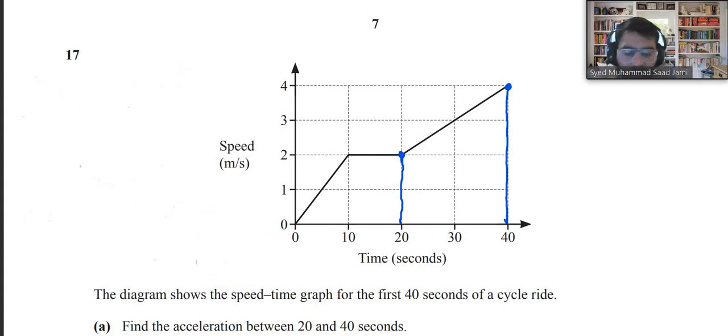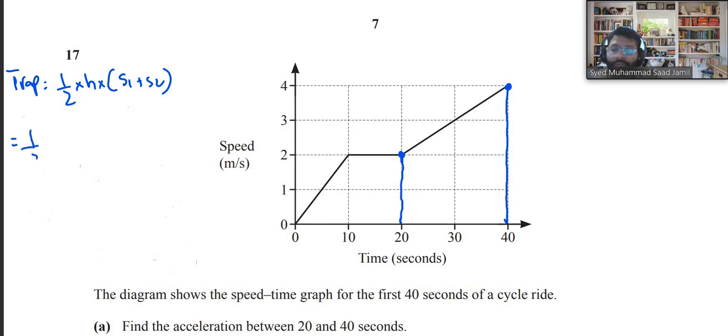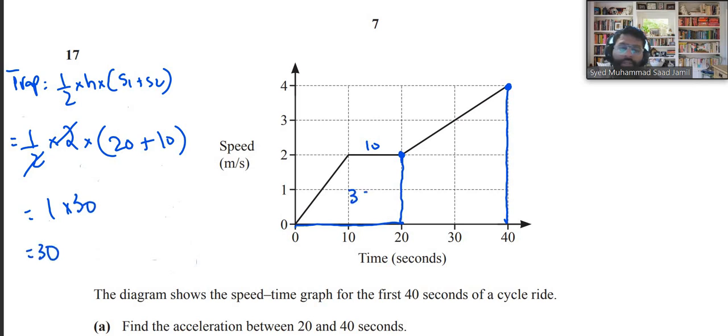So the first part, this is a trapezium. The formula for trapezium I'm writing is half into height multiplied by side 1 plus side 2. So this becomes half multiplied by, what's the height? Height is 2. Multiplied by side 1 is 20, plus side 2 is from 10 till 20, so it's just 10. 2, 2 cancel. So it's just 1 multiplied by 30. So it's just 30.